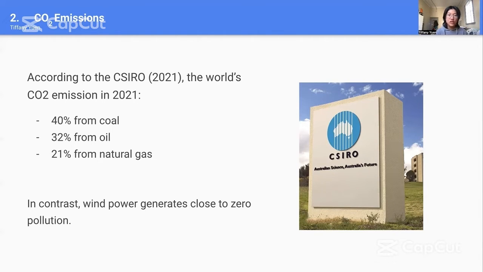In 2021, it was estimated that 40% of the world's CO2 emission came from coal, 32% from oil, and 21% from natural gas. In contrast, wind power is a cleaner solution to energy generation. Most CO2 emissions of wind turbines were generated during manufacturing. Once the turbine is installed and operating, it generates close to zero pollution.